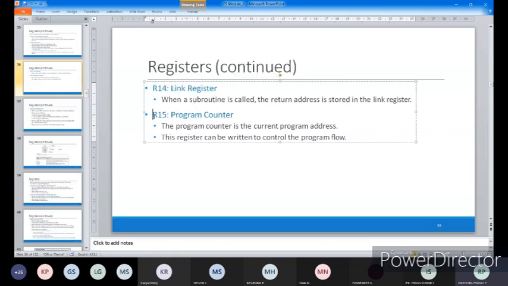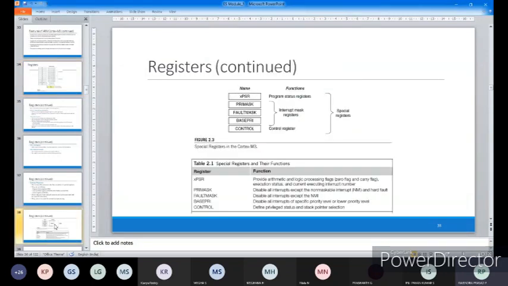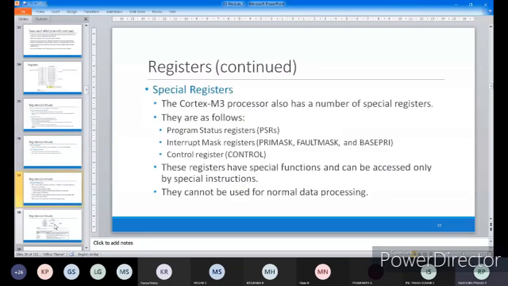And one more is register 15, which is your program counter. The program counter is the current program address. So whichever program is running, that is the address space which you can find. This register can be written to control the program flow, right? So this is all about your register bank which is present in the ARM Cortex M3. Right. Next.